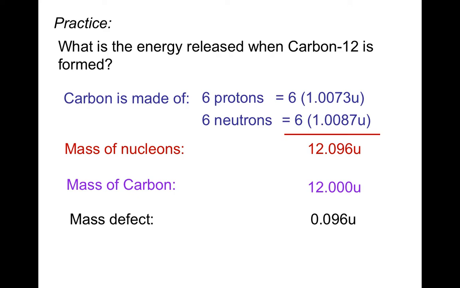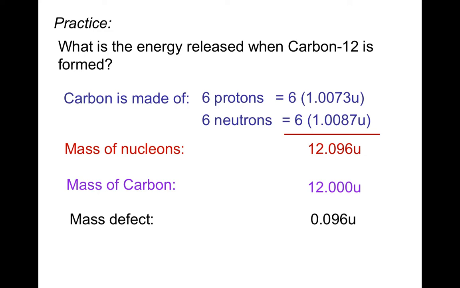Right, so here's an example. What is the energy released when carbon-12 is formed? So to make a carbon-12 atom, carbon-12 has 6 protons and 6 neutrons. So I'm going to find the mass of those nucleons together. So 6 protons, the mass of a proton is 1.0073 universal mass units, right? So I have this here. The mass of a neutron is 1.0087 universal mass units, and there's 6 of those. So 6 times each of those, add them together, you get 12.096 universal mass units.